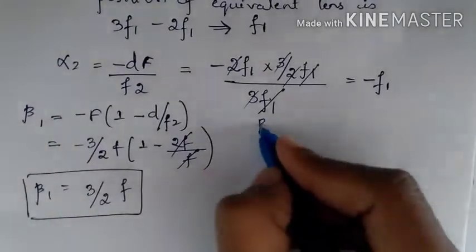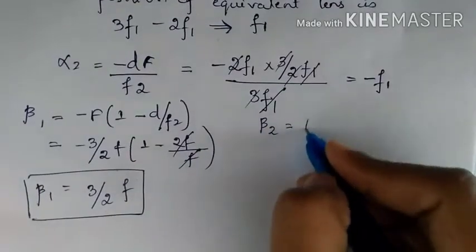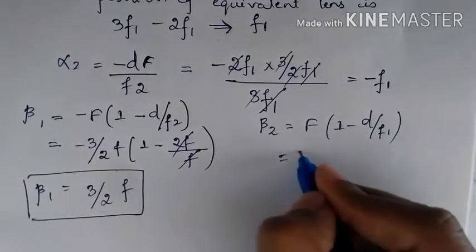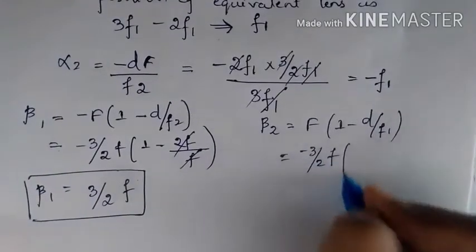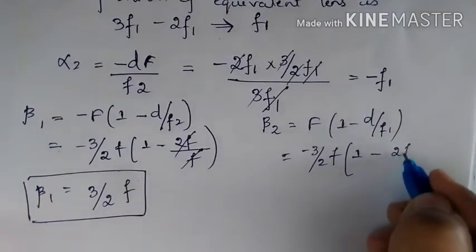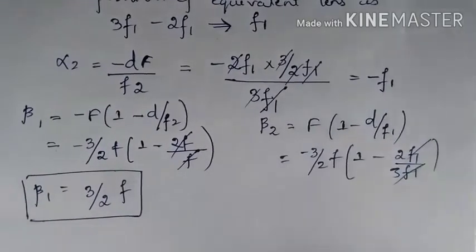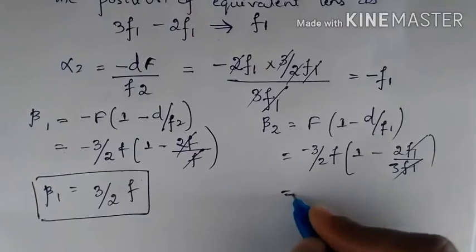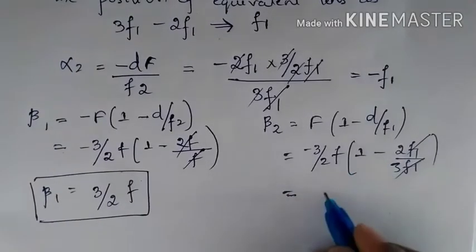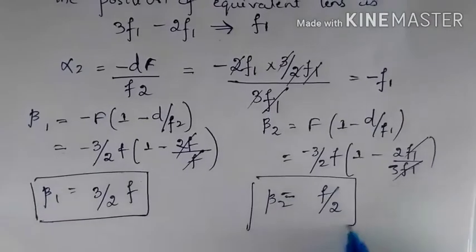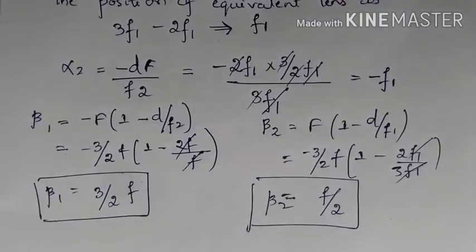And next beta 2 is equals to f1 minus d by f1. So f is 3 by 2 f1, minus 2f1 by f1, 3f1. So f1 will get cancelled. What remains is f1 by 2. So beta 2 is at a position f1 by 2 and beta 1 is at a position 3 by 2 f1.